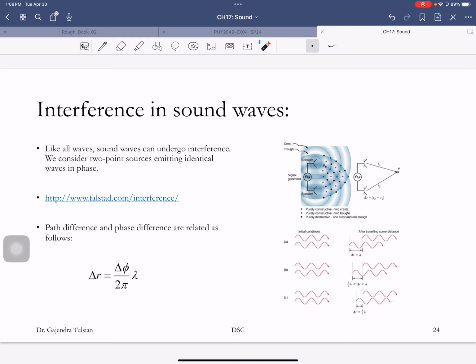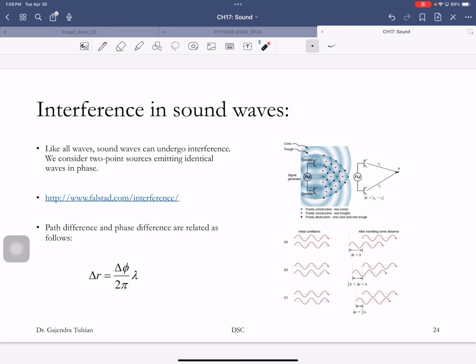Okay, now if one wave reached you with a crest and the second wave reached you with a trough, that particular frequency will cancel. That's destructive interference. If one wave reached you with a crest and the other wave reached you with a crest as well, those will add up. You'll hear a louder sound.